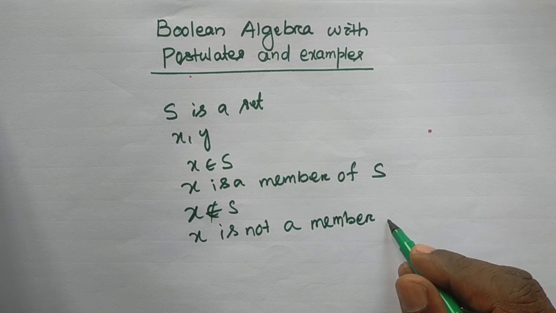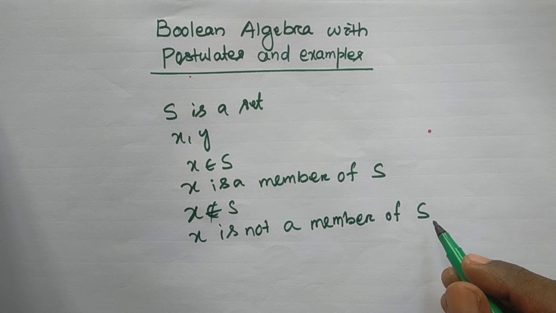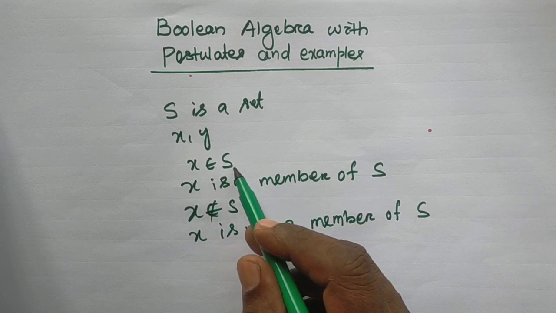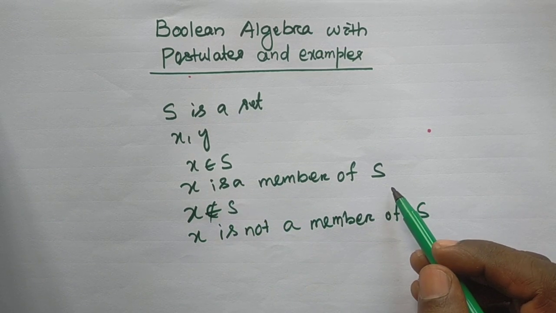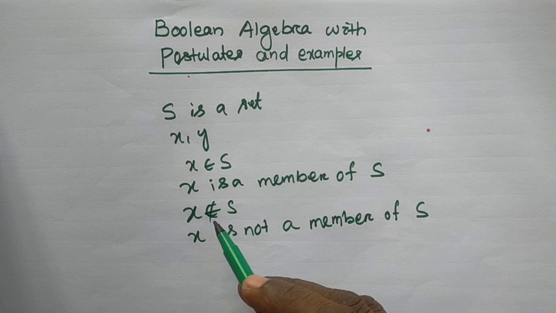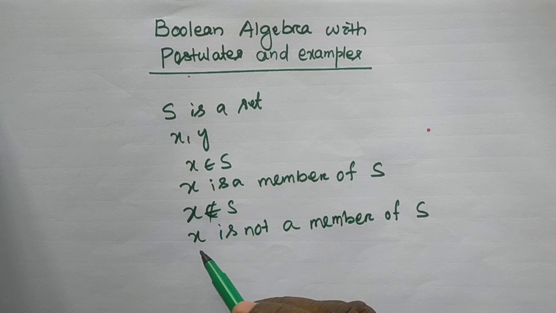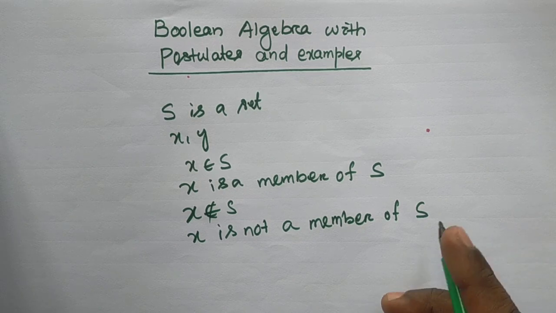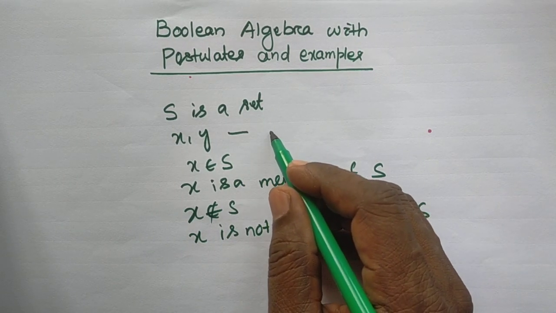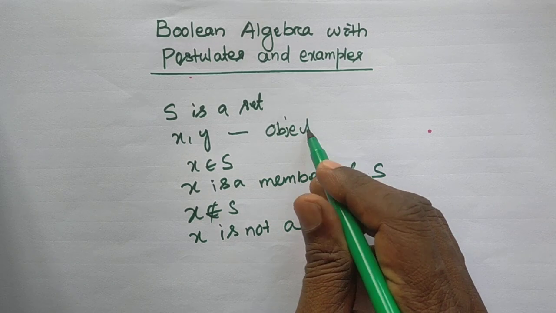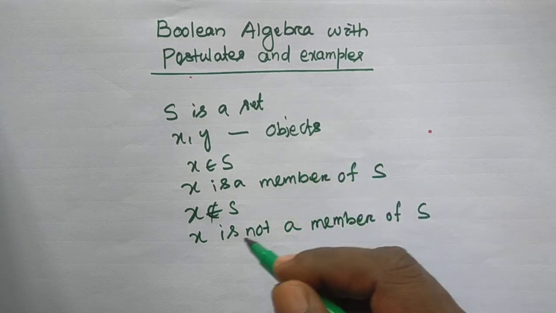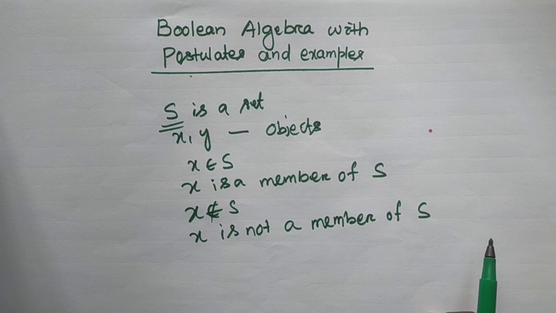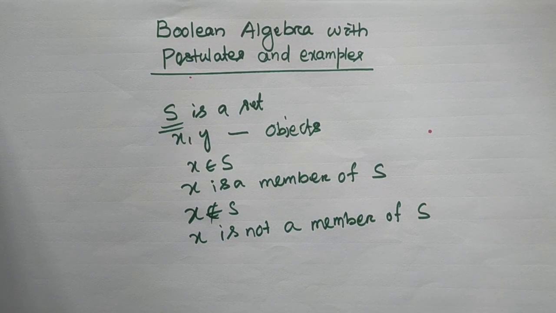Very simple concept of set and elements. X belongs to S means X is a member of S, and X doesn't belong to S means X is not a member of S. This is the basic concept. So you can say these X and Y are objects. Different objects we can consider. Those objects also define this set S, in this way.